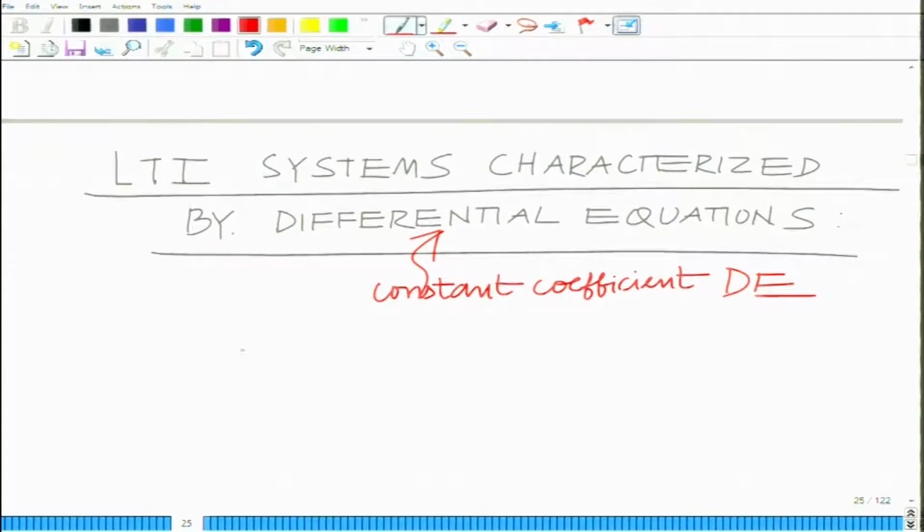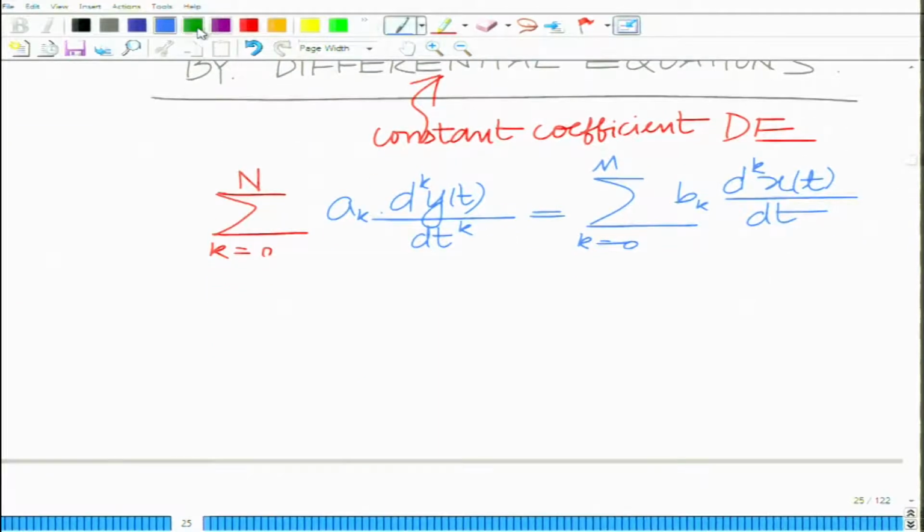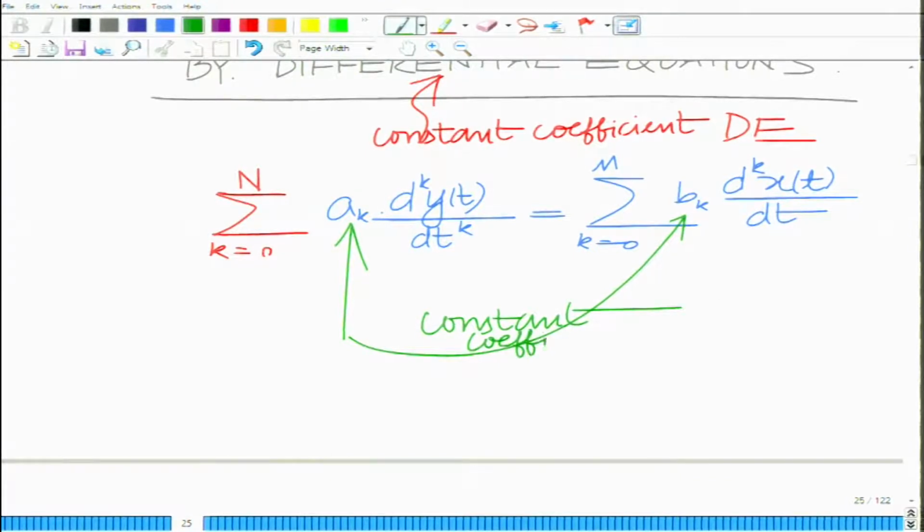and that is given as follows: summation k equal to 0 to n a_k d^k y(t)/dt^k equals summation k equal to 0 to m b_k d^k x(t)/dt^k, that is the kth order derivative of x(t), and these a_k and b_k are the constant coefficients.